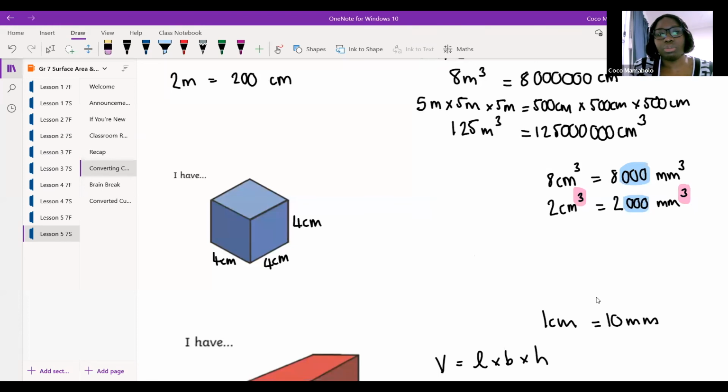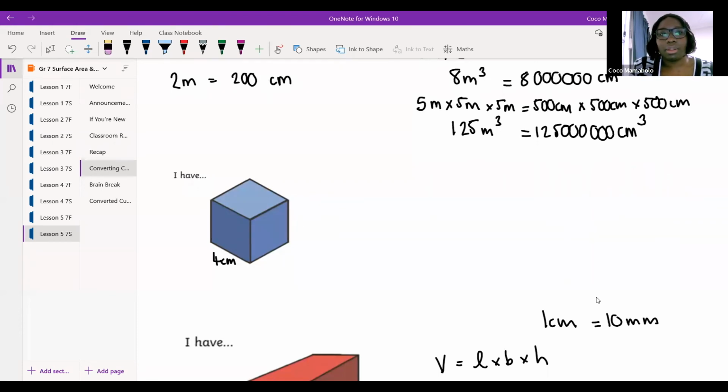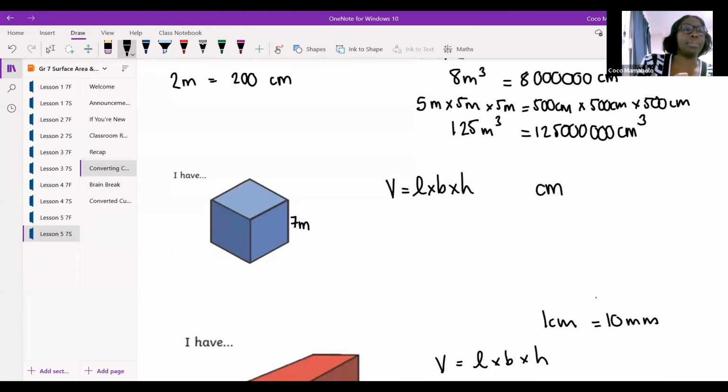Let's go with a volume. The side of my cube is 7 meters. I want you guys to give me my volume, which is length times breadth times height. But I want you to give me my answer in centimeters. Give me an answer, everyone. Yes, Buche.